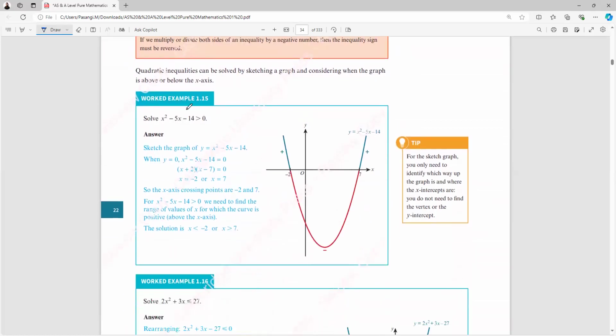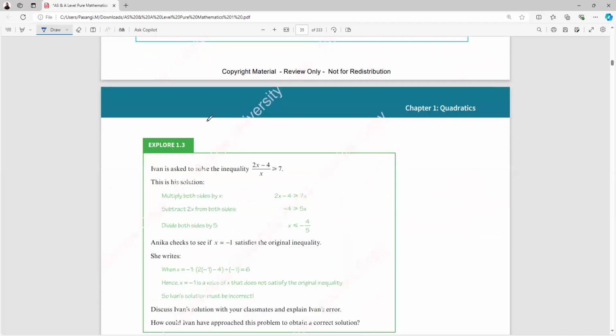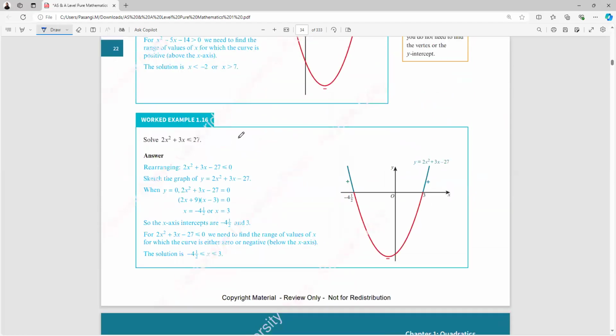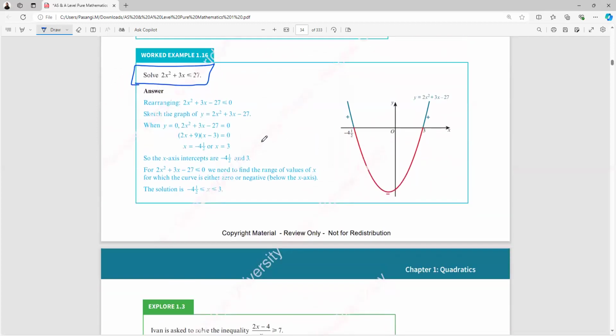Okay. Now we have the worked example. Can you do one worked example here? Solve 2x squared plus 3x less than or equal to 27.